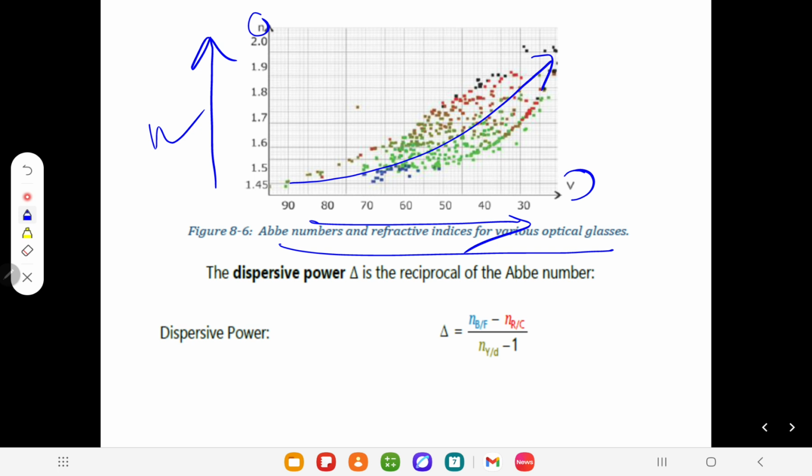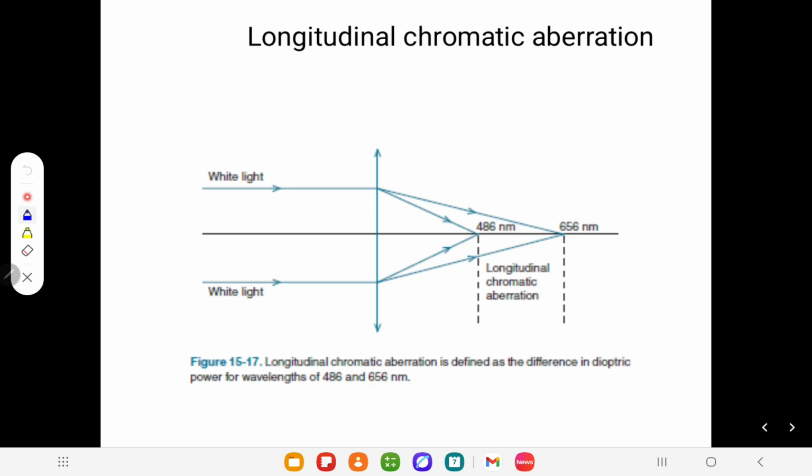So the higher the refractive index, the lower the Abbe value, which is very important to understand. Okay, so dispersive power is inversely related to the Abbe value. Obviously, the higher the Abbe value, the better, because the more the Abbe value, the less the dispersive power. Okay, that's what I am telling you.